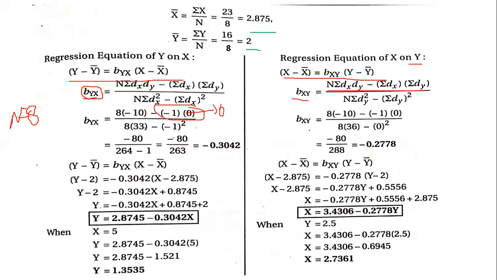Then 8 into 33 is 264. Minus 1 square is plus 1. So 264 minus 1 is 263, and this is equal to minus 80 by 263. So you get minus 0.3042 as your regression coefficient for y on x. So this is one side.